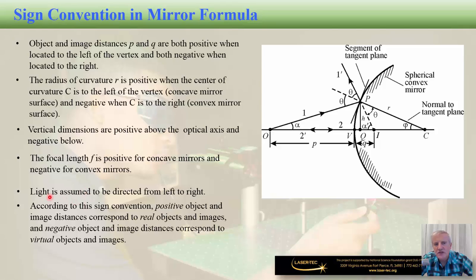We also assume that light is always directed from the left to the right. And finally, according to this sign convention, the positive object and image distances correspond to real objects and images, while negative object and image distances correspond to virtual objects and images.